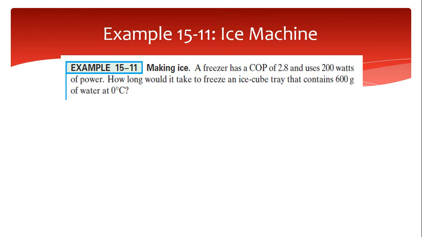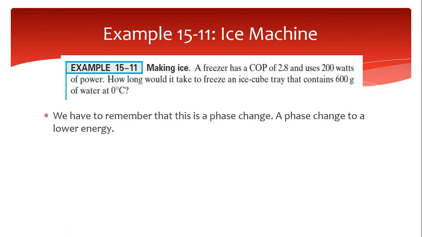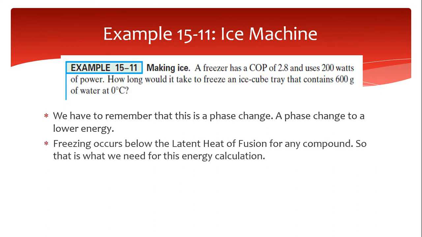What if we take the idea of efficiency in a machine and equate that to the performance of the machine? Look at an ice machine. A freezer has a coefficient of performance of 2.8 and uses 200 watts of power. How long would it take to freeze an ice cube tray that contains 600 grams of water at 0 degrees Celsius? You have to remember that this is a phase change from higher energy to lower energy. So in the end, we're losing energy here, kinetic energy.